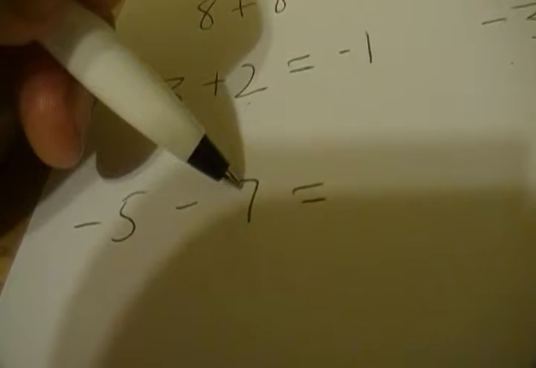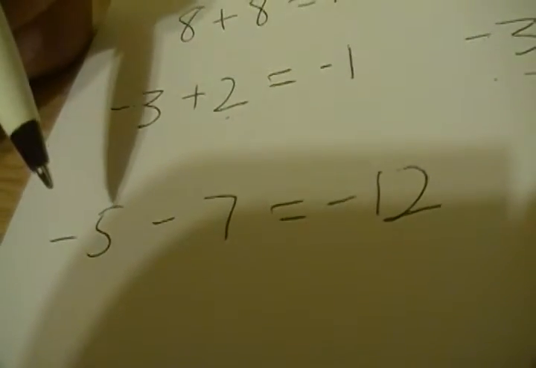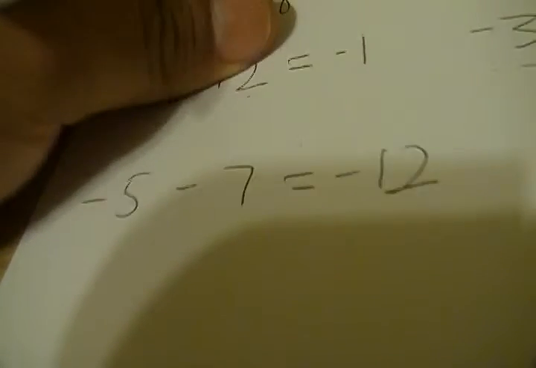So, since we have two negatives right here, we're going to add the two numbers. 5 plus 7 is 12. And then we just put a negative sign in front. All right? Let's do a couple of problems.